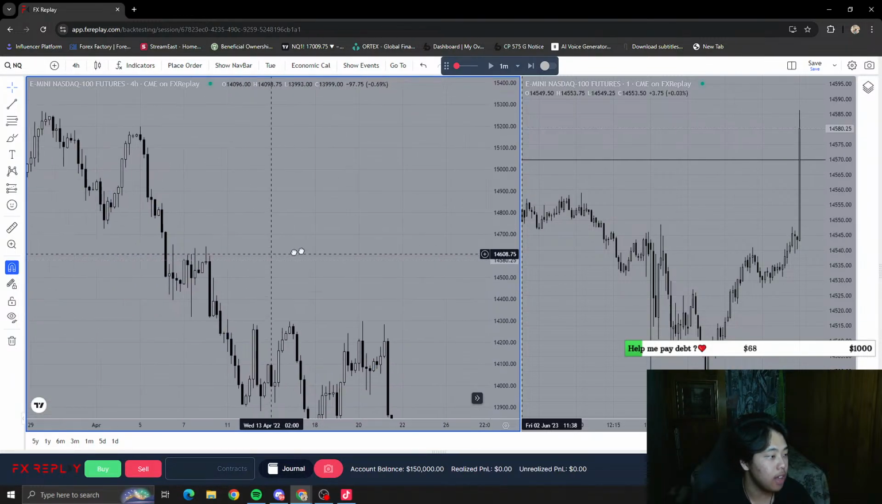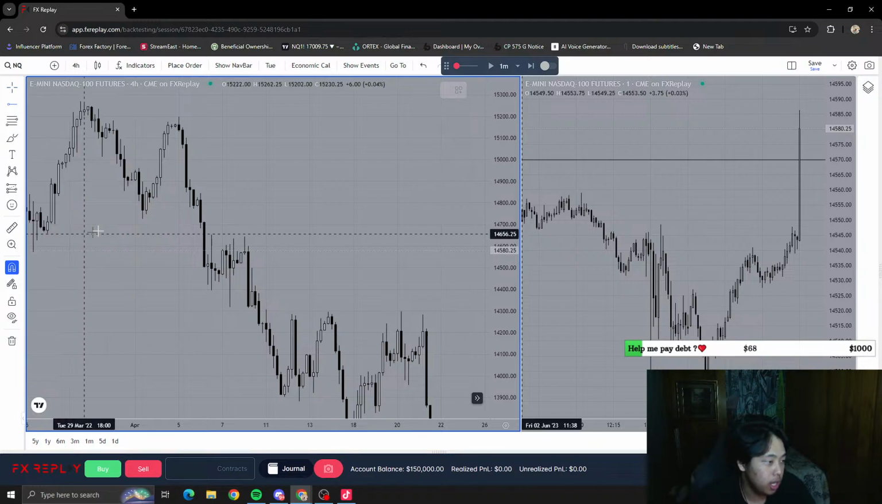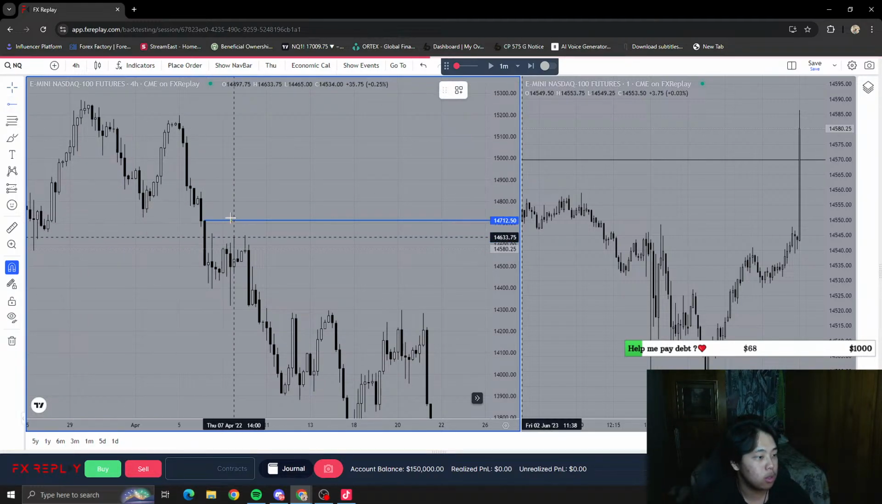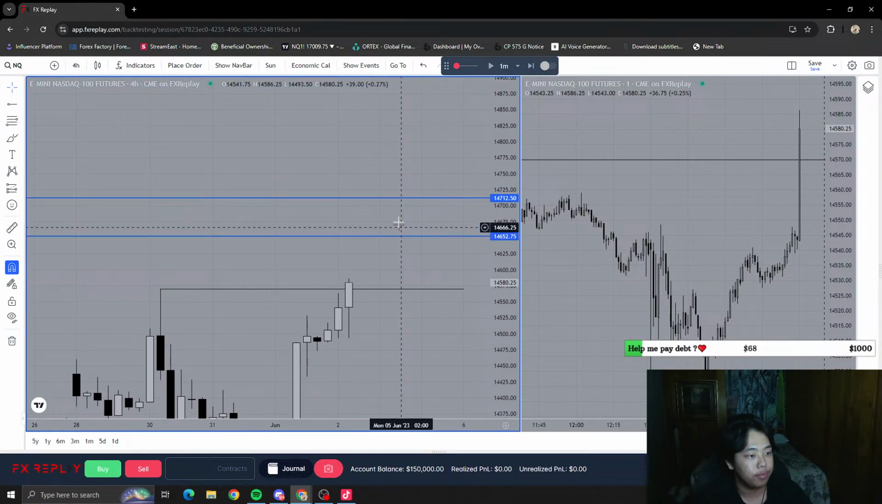Yes. We have an unmitigated fair value gap over here, a 4-hour unmitigated 4-hour fair value gap. So shorts look pretty decent here. We ended up coming up and sweeping out all these highs too. We have a 4-hour fair value gap.